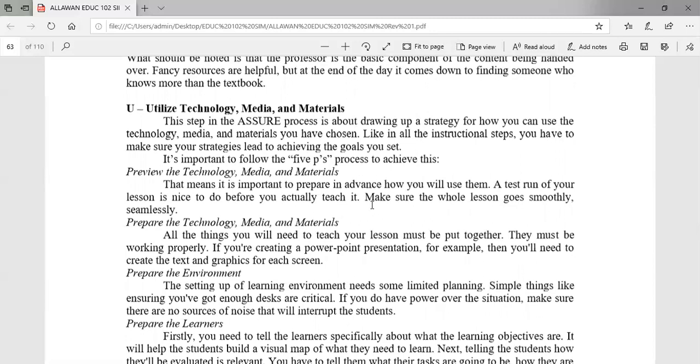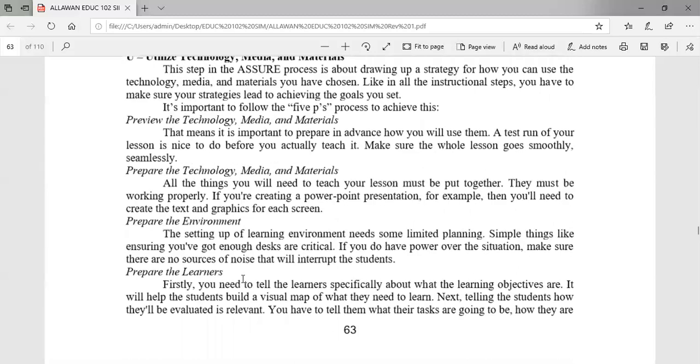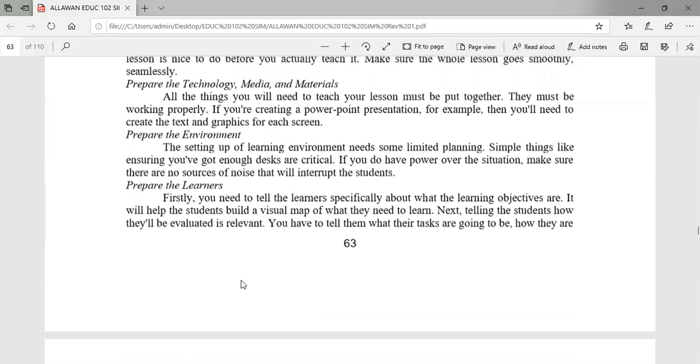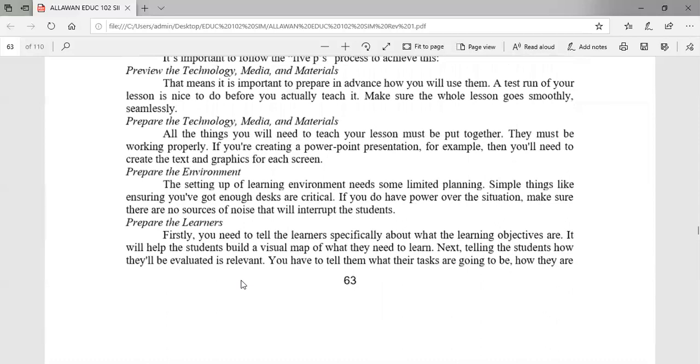All the things that you will need to teach your lesson must be put together. So with this lesson plan, the technology that you will use is already prepared. Also prepare the environment. The setting up of the learning environment needs some planning, so it really needs preparation. And also prepare the learners, which is very important in this utilization of the technology.